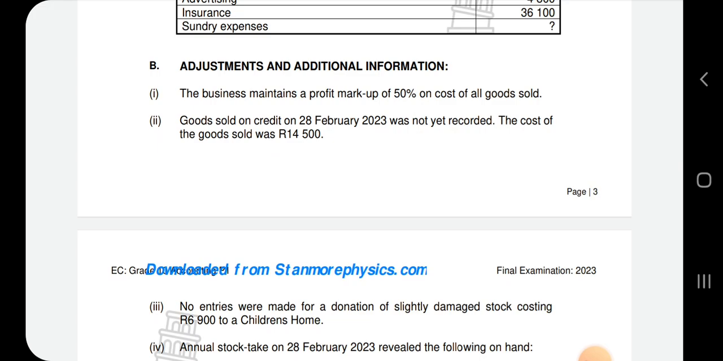Goods sold on credit on 28 February 2023 were not yet recorded in the last year of the financial year. So there were goods sold at the end of the financial year which have not yet been recorded, and the cost of the goods sold was 14,500 rand. It's still within the financial year, as it's the last day of the financial year. So the cost of the goods sold was 14,500. We are given the cost.